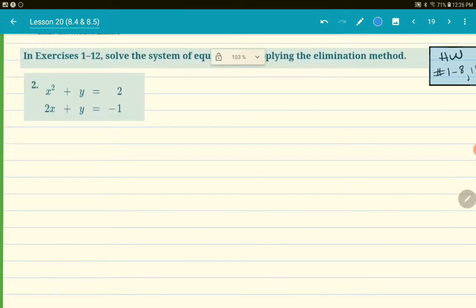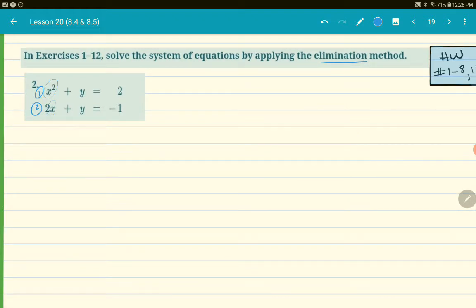Okay, so for number 2, we're using elimination. So I'm going to name these equations so I can manipulate and add and subtract. Remember, with elimination, we can add or subtract any multiple of one equation to the other. So I'm going to try to get these y's to cancel out because that's the only like term I have between equations, right? X squared and x are not like terms, so I couldn't add those. But if I subtract y from y, I can get them to cancel out.